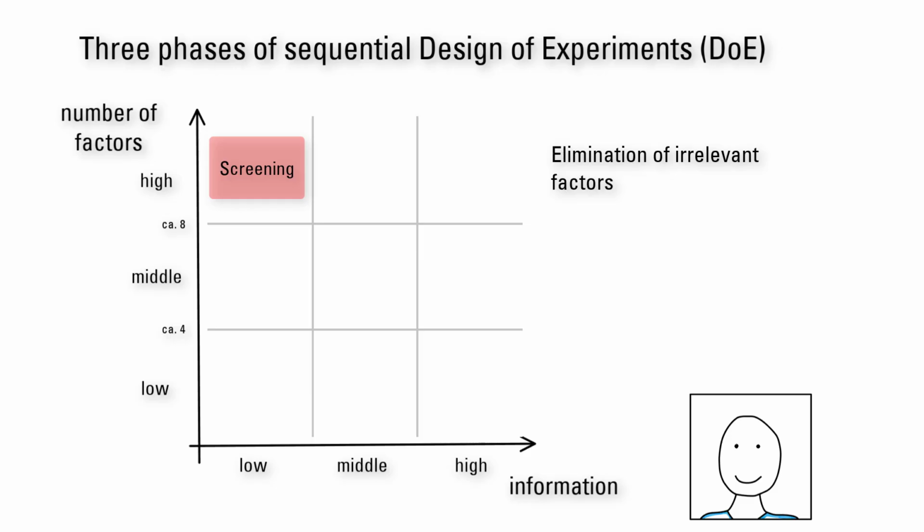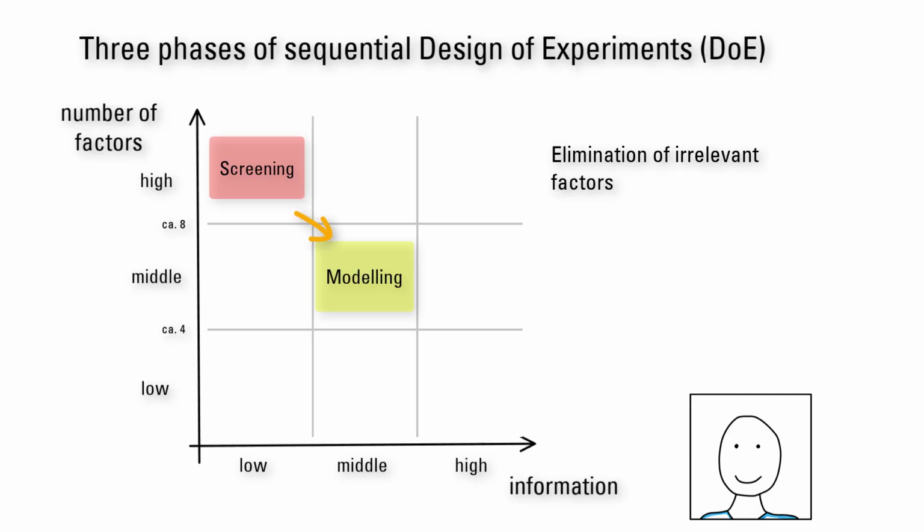Here, investigating the interactions between the factors is omitted, as this will be too time-consuming. So the information here is necessarily limited. We only get which are the most important factors and the direction of their effects. When the number of factors has been reduced to approximately 4 to 8, the process can be investigated in more detail.